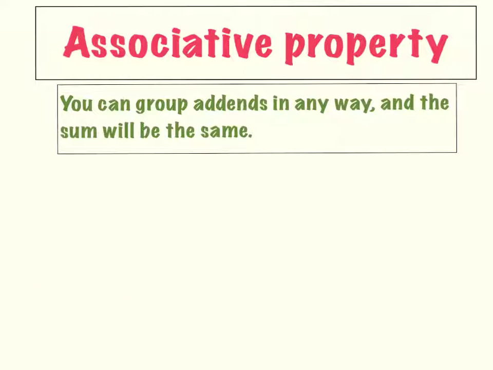All right, our second property is the associative property. Can you say that with me, please? Ready? Begin. Associative property. The associative property tells me I can group add-ins in any way, and the sum will be the same. So in the associative property, we're going to be talking about grouping add-ins in any way we want, and we're going to prove that the sum is the same.